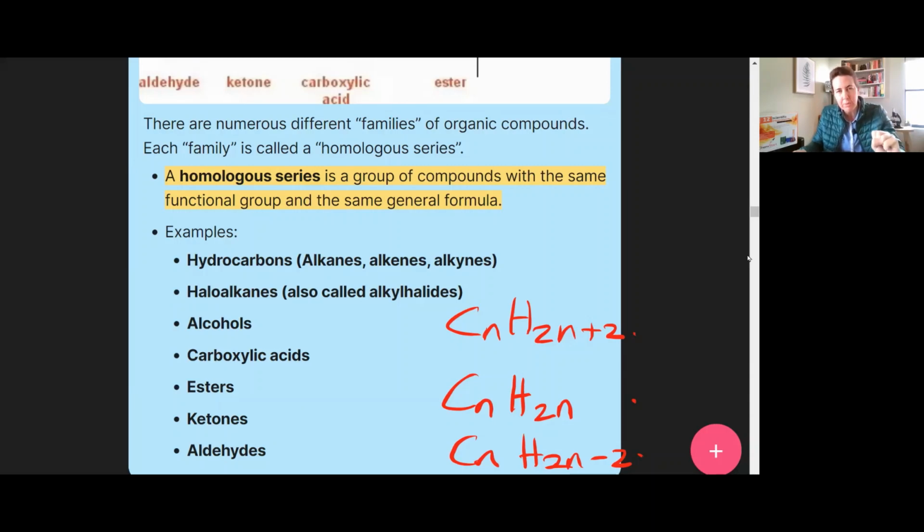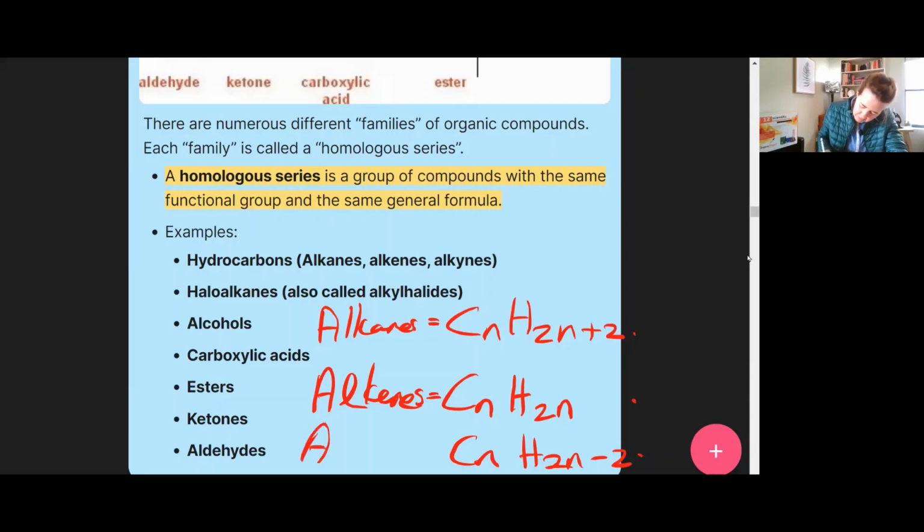And if you go and inspect all of the alkanes, they follow this pattern, this general formula of CnH2n plus 2. The alkenes follow this pattern of CnH2n, and the alkynes follow the general formula or homologous series of CnH2n minus 2. You can actually go and test that for yourself. Let's go and have a look.